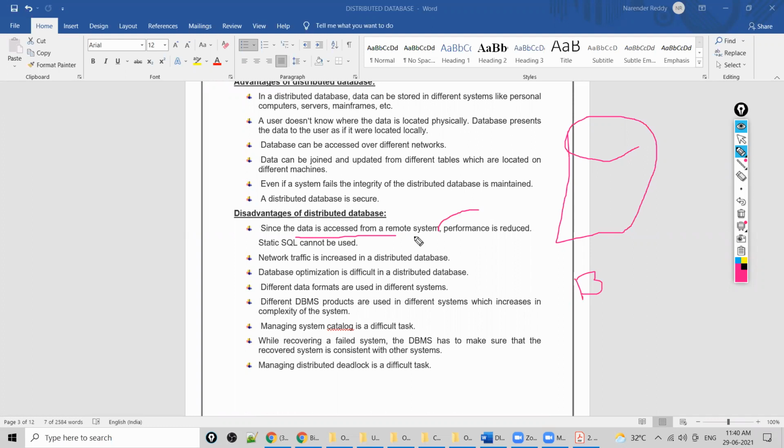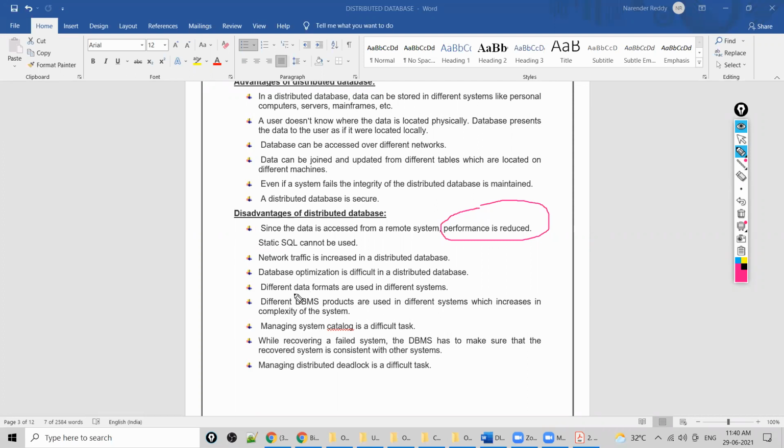Just remember one thing, madam: performance is reduced. That is the first disadvantage. Second one, network traffic is increased in a distributed database. Just remember these points: first, performance is reduced; next, network traffic is increased.